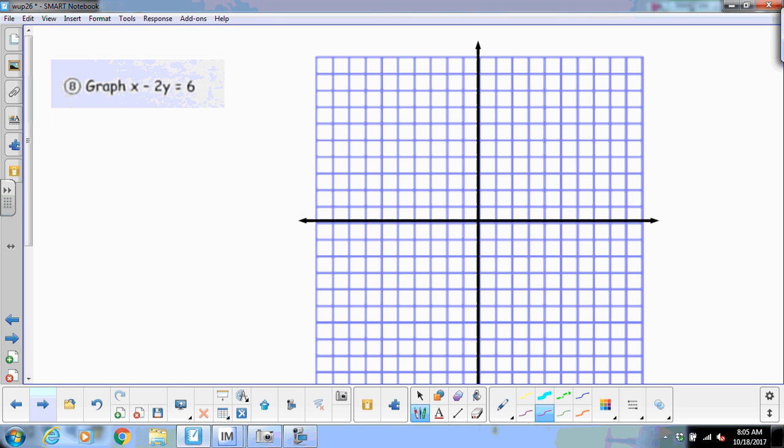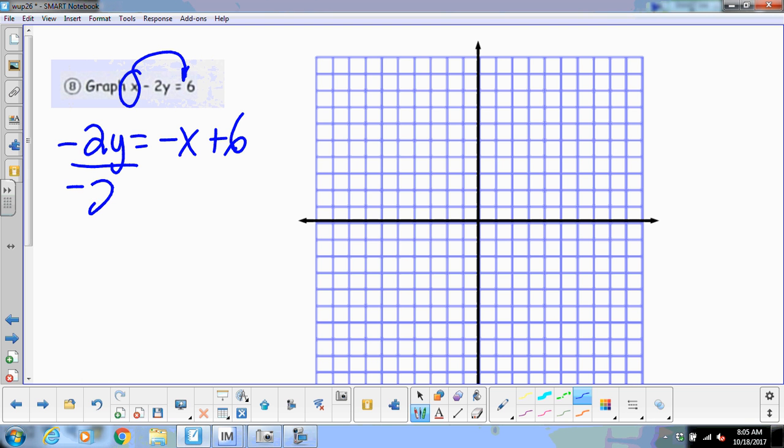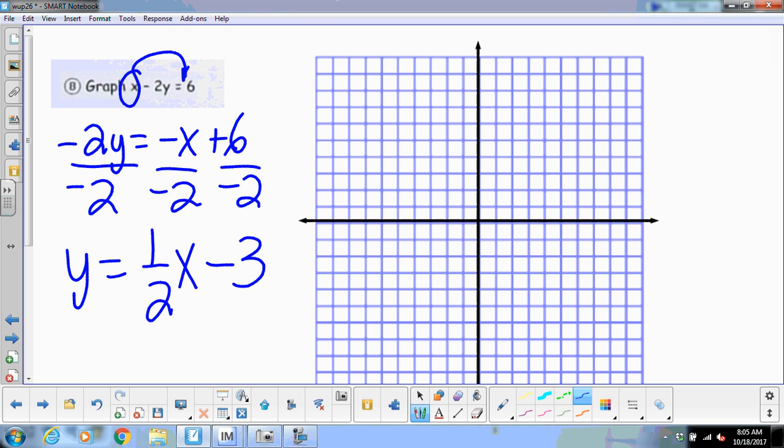All right, and the last one I'm going to do, before you can ever graph, you've got to make sure that y is all by itself, so I need to move my x first. And then divide by negative 2. So y is going to equal positive 1/2 x minus 3. So when I graph, I'm going to start at negative 3. Always start at your y-intercept, go up 1, and right 2. Please make more than 2 points on your graph. It just makes it easier to draw a straight line.